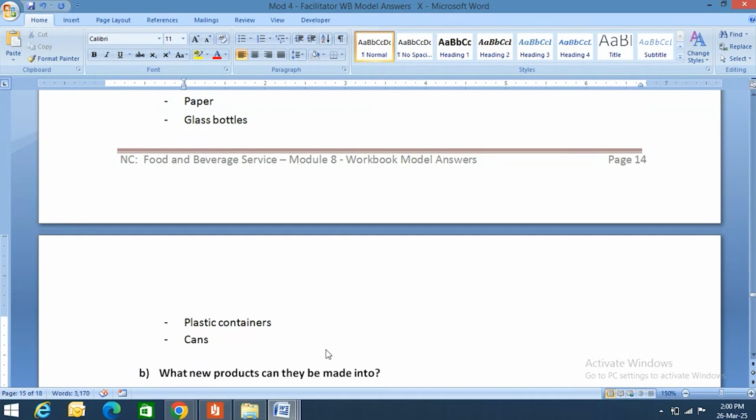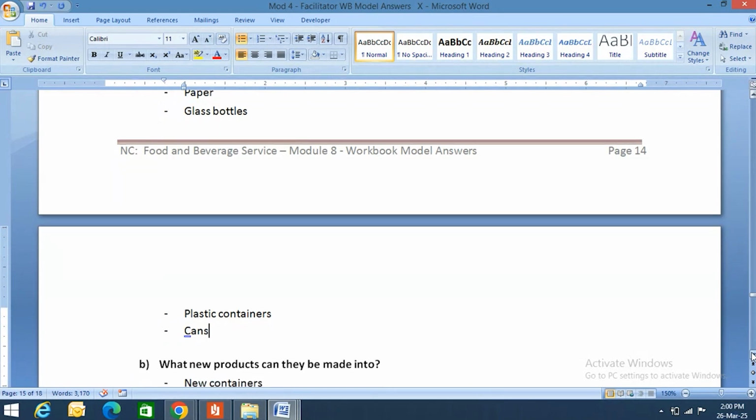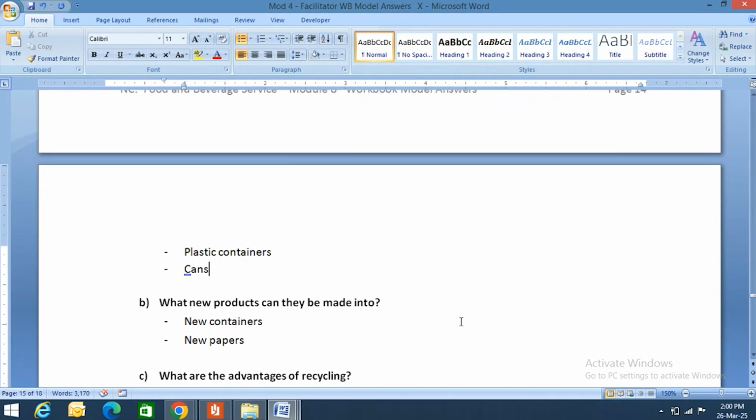Paper, glass bottles, plastic containers. Got it? Yes, ma'am. Can I move on to the next one? Yes, you can move on. Paper, plastics, glass bottles, right? Okay. So what can be made with it? You can make new containers. You can make new newspaper or new paper.